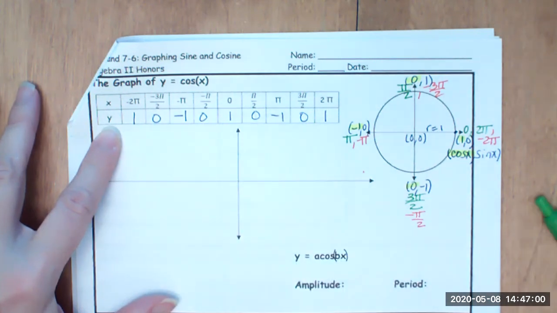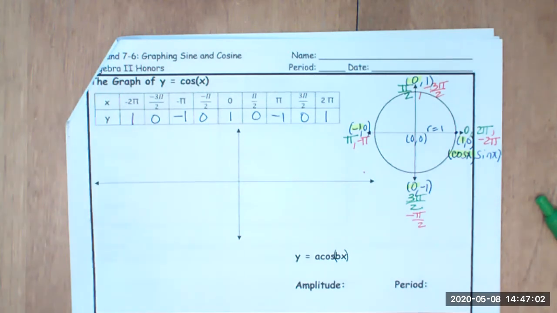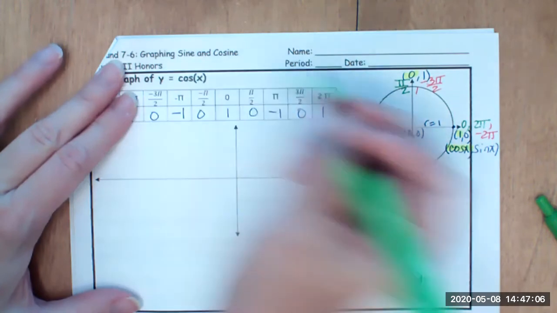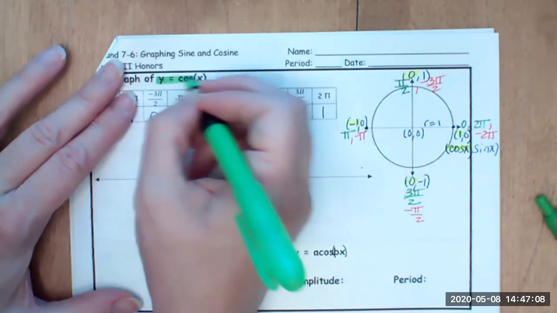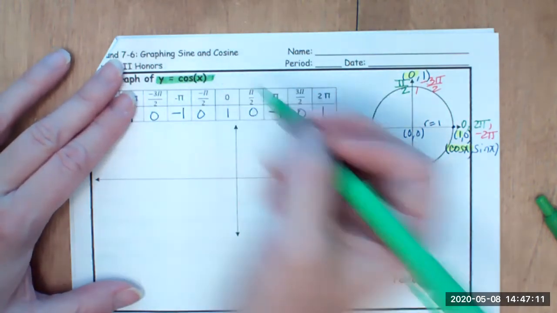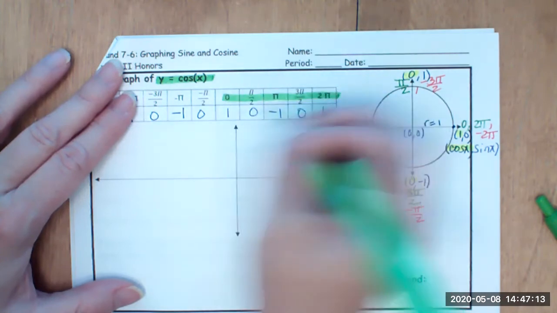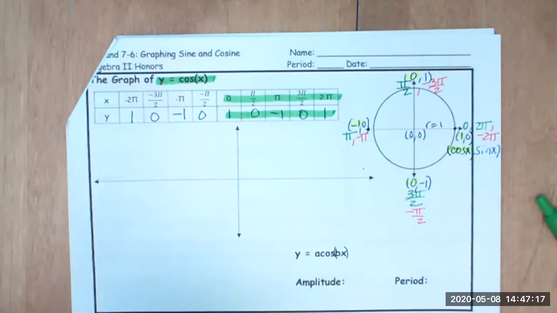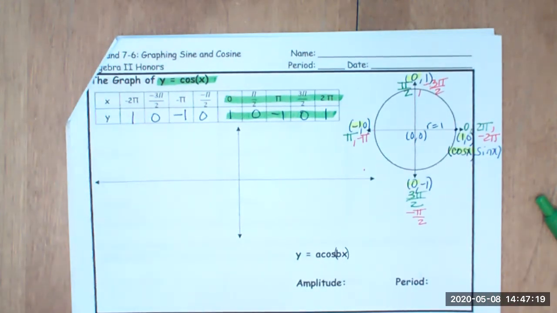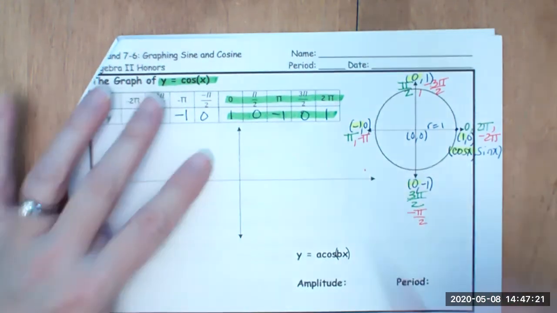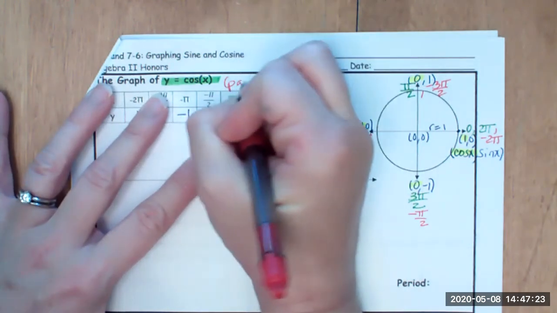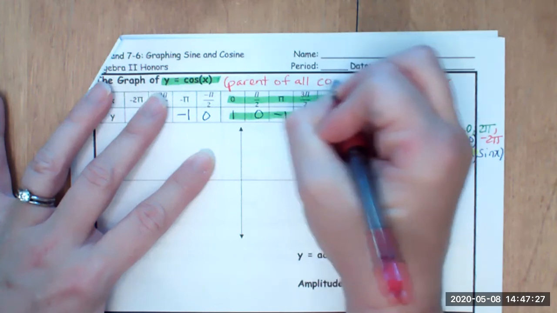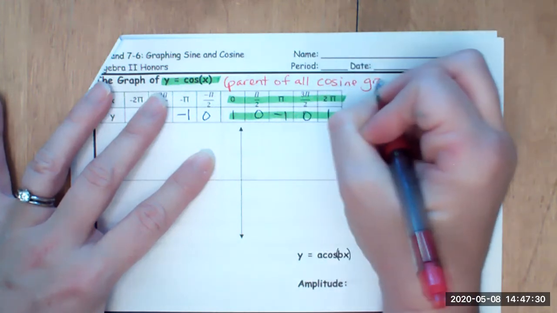Okay? Now, just like we did before for sine, to be able to have 5 key coordinates to use for our parent, we're just going to focus on 0 and the next 4 positive radian values. Okay? And that will constitute the parent of all cosine graphs.